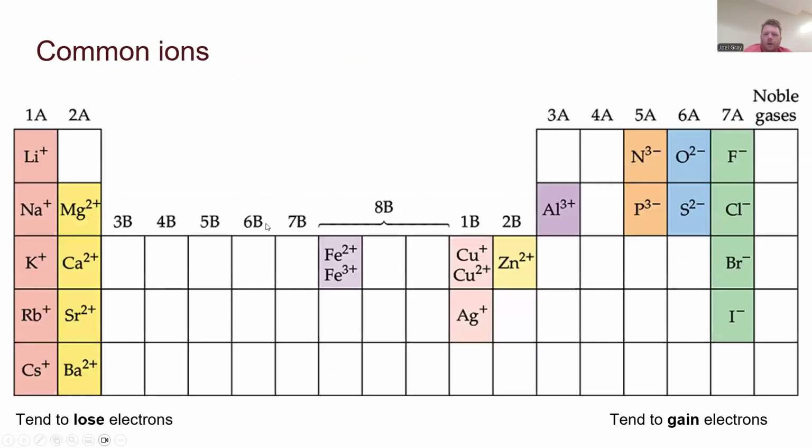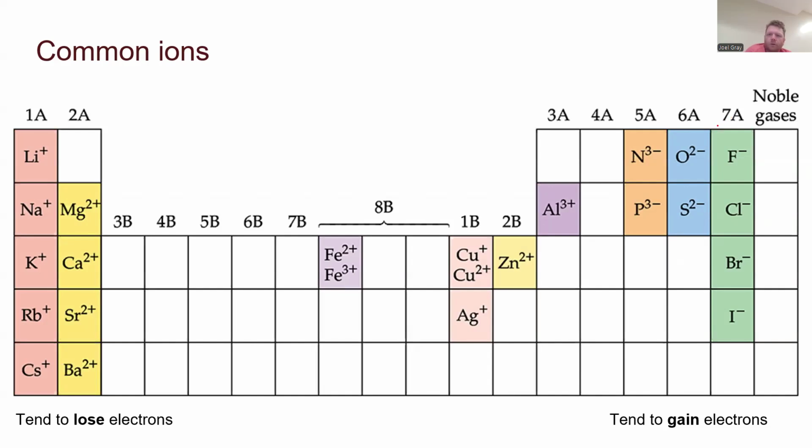Okay. Now, this is just a nice list of all of the very common ions that you should be familiar with. These will primarily show themselves in explicit questions like, what is the common ion for chlorine? That would be Cl minus.